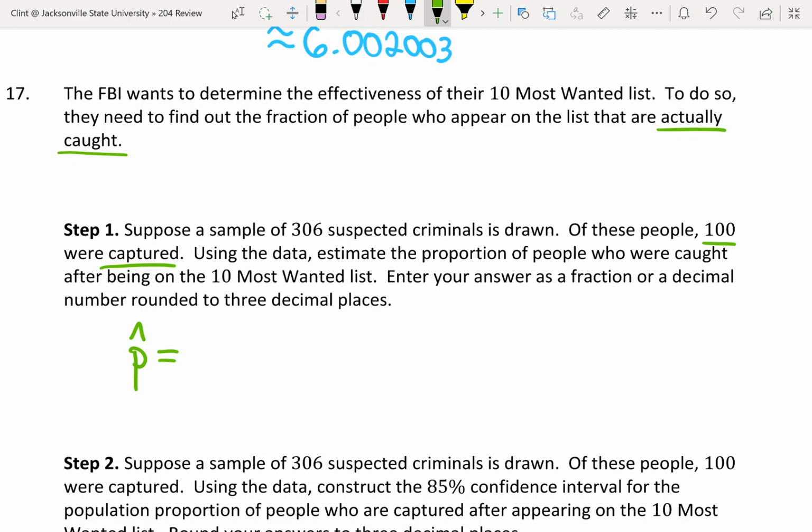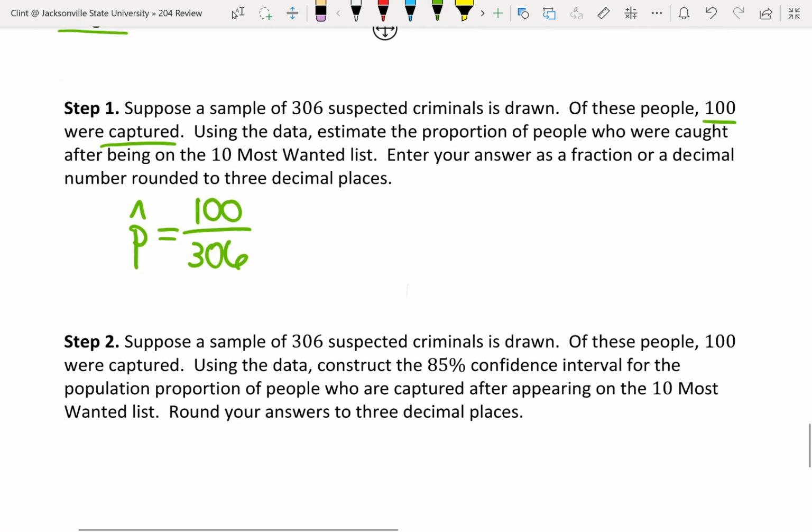So we're counting the number of people that were caught. So we had 100 of those out of 306 in the sample. Okay, so that's acceptable. Or since we're going to have to punch it in our calculator here in a moment, we can write it as a decimal, and it says we can round to 3 decimal places. So if we change it to a decimal and round, that's 0.327.